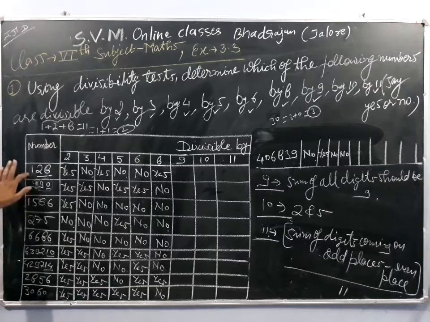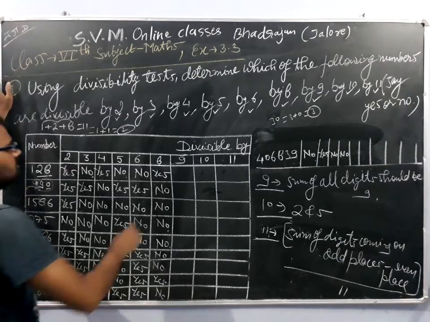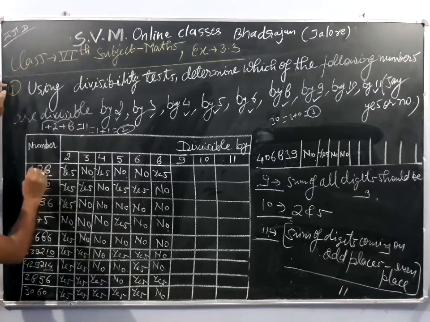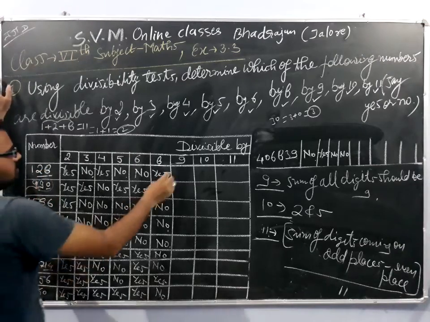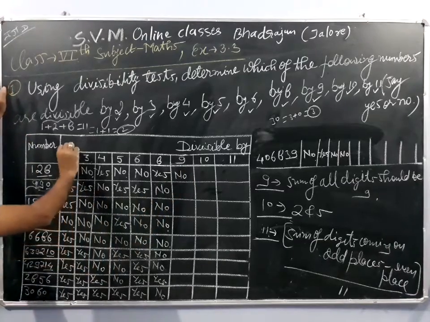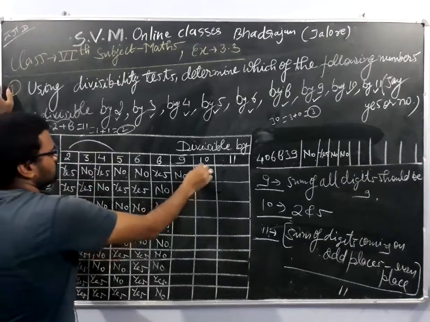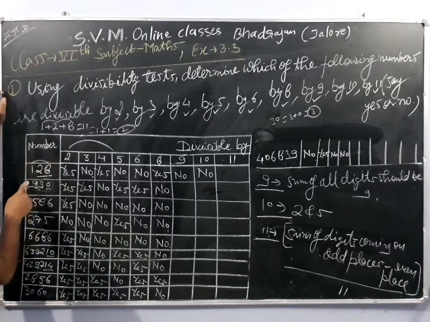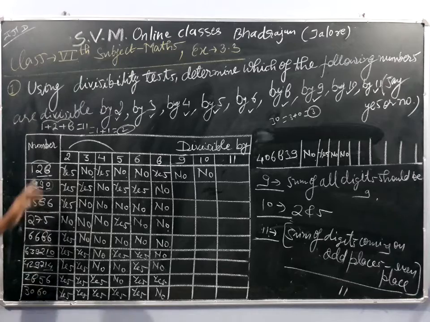So first we will check for 128. Here we are seeing the sum of digits will be 8 plus 2 is 10, 10 plus 1 is 11, not divisible by 9. Now we are seeing the number is not divisible by 2 and 5 both, so it is not divisible by 10 as well. Here we are seeing 8 plus 1, first place is odd place, third place is also odd place, and the numbers coming on these places are 1 and 8. 1 plus 8 is 9, 9 minus 2 is 7.